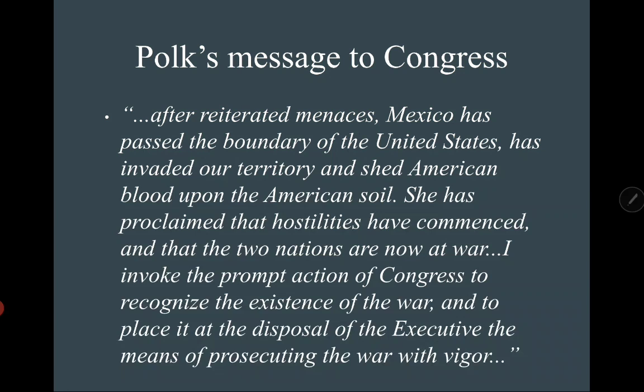She has proclaimed the hostilities which have commenced, and that the two nations are now at war. So, Mexico started this war, right, because she went into our boundaries. What he's not saying is she went into, right, what we don't agree on yet. This is a disputed territory. That is not what happens. So he puts troops in a disputed territory. Mexico attacks. We go to war with Mexico.